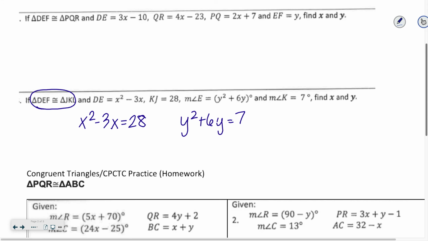So if you have an x squared, then you've got to set it equal to 0. So x squared minus 3x minus 28 equals 0. So what two numbers? Positive 4. So that means that x equals -4 or positive 7. Now, if you take -4 and you plug it back in here, do you get a positive measure? Yes. Then they both work.